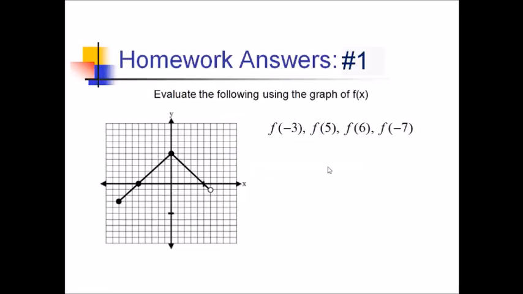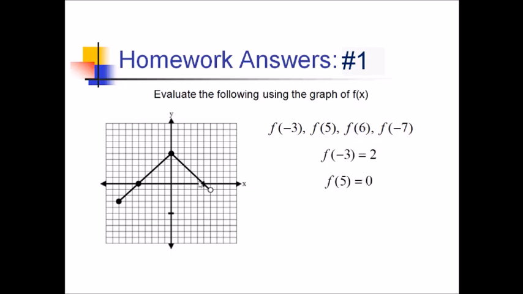For number 9, we need to evaluate this function on the graph here at the following values. So we'll start with f of -3. So we look up the x value, -3, and the y value that goes with that on the graph is +2. Then we're doing f of 5. So let's see, we're over here at 5. The y value there is 0.